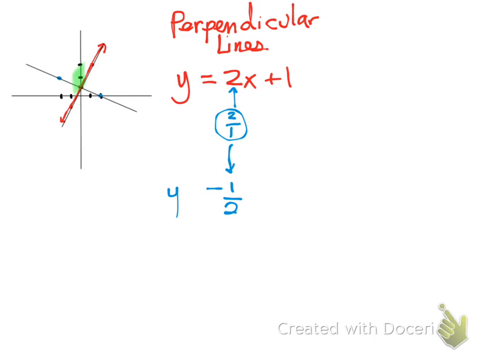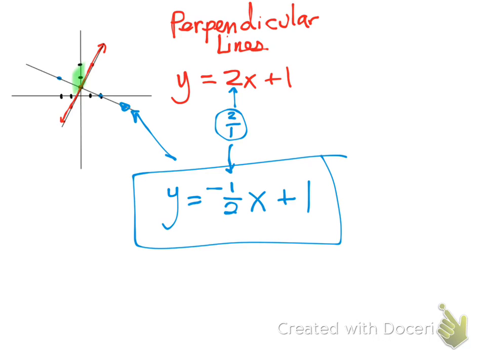So if I knew the y-intercept, it would be pretty simple to say, hey, y equals 1/2 x plus 1 is the equation of this line right there. So again, the important thing to remember is you take the opposite reciprocal to get the perpendicular line's slope.